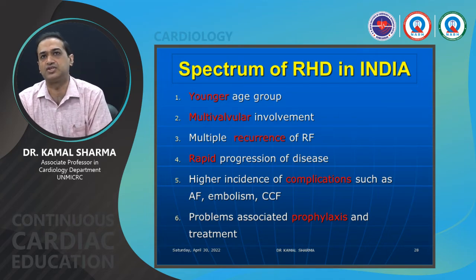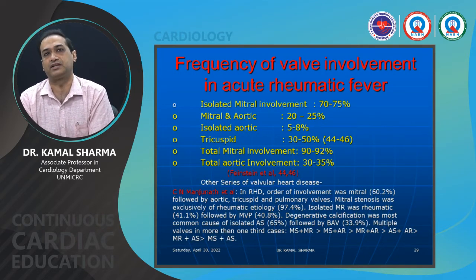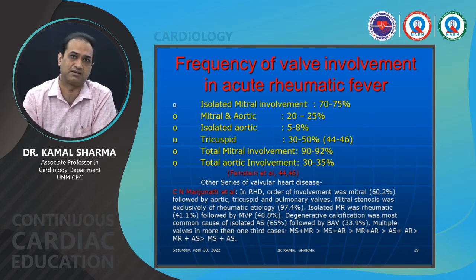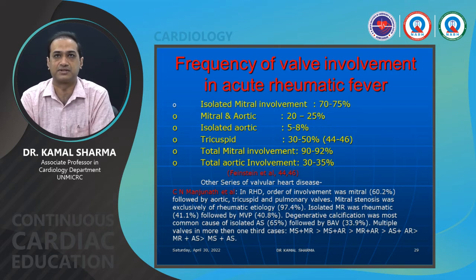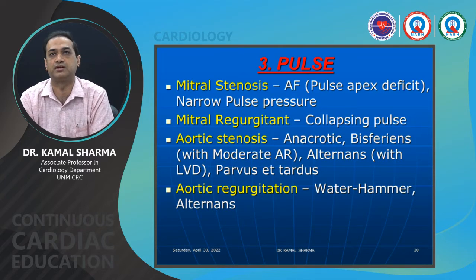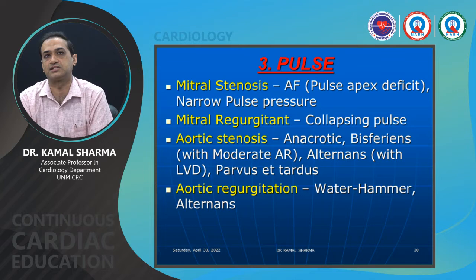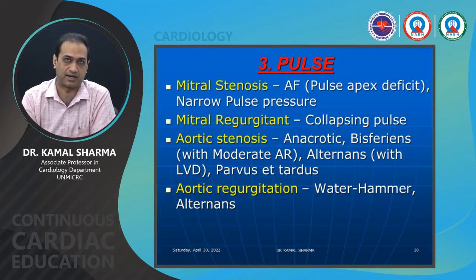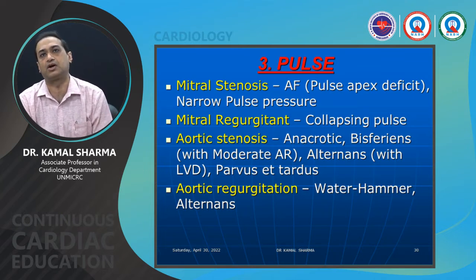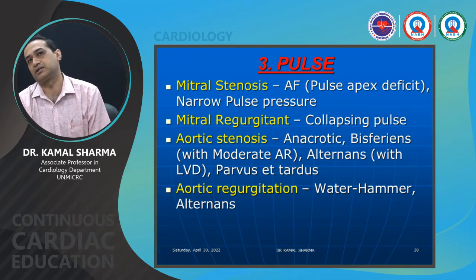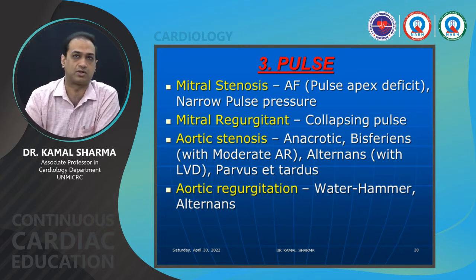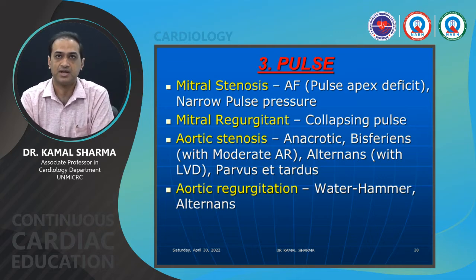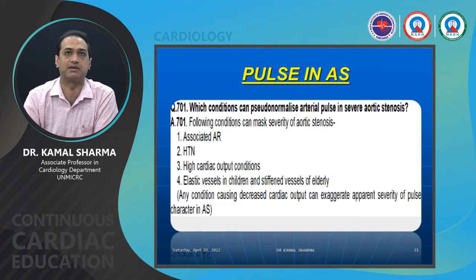The spectrum of RHD in India is not a topic that we need to cover here, but we must understand that mitral alone can occur in 70 to 75%, while mitral plus aortic occurs in 20 to 25% of rheumatic heart disease. Tricuspid involvement in our subcontinent is common, involving almost 30 to 50%. In mitral stenosis, AFib and narrow pulse pressure are characteristic, while in mitral regurgitation, a collapsing pulse, and in aortic stenosis, anacrotic, bisferiens, alternans or parvus et tardus pulses, either of them may be present. In chronic AR, water hammer pulse or alternans may be a feature.